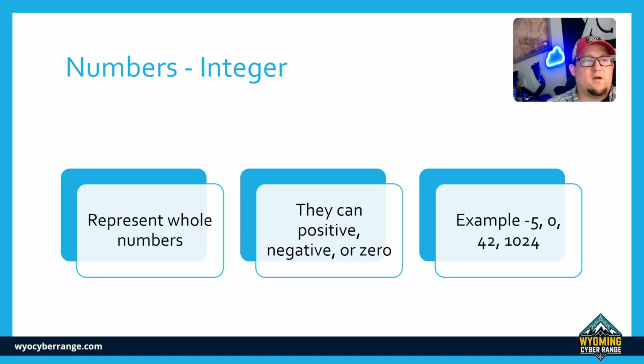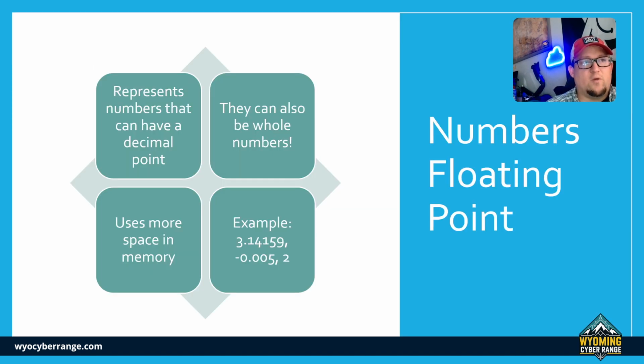Now, if we want to talk about how we deal with decimal points, that's where we have floating points. They represent numbers that have any decimal points in them. They can still be a whole number, like 2, but be aware that a floating point is a lot more precise, but it takes up a lot more space in memory, because instead of just storing a whole number, it has to store the whole number including the decimal points, like 3.14159, which is pi.